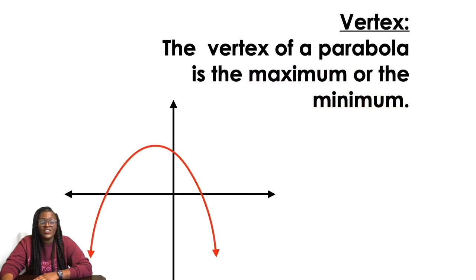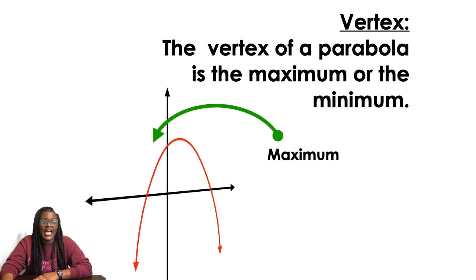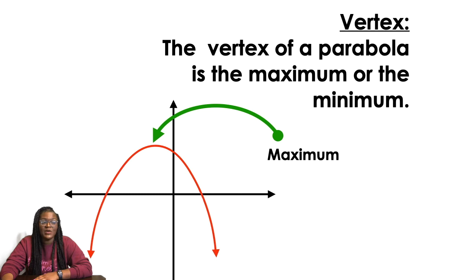And then you have other types of parabolas that are upside down, okay? So this one would have a maximum, and that maximum is a high point, and this means that A is negative. So A is positive for the first one, A is negative for this one.